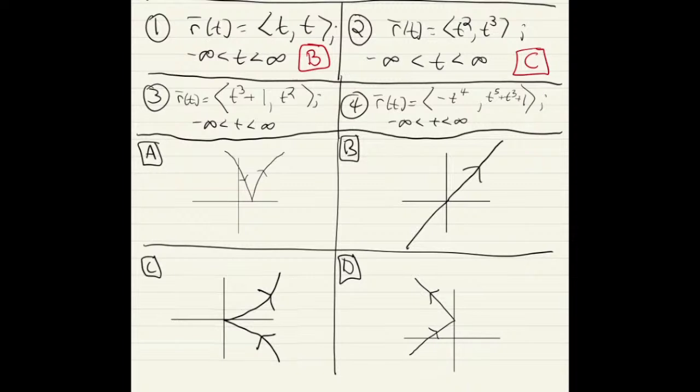I agree, yes. And then Yomelela, I need to learn how to pronounce your names. You're saying 3 is equal to A. Yes, I most certainly agree. Similar story. The y component is always non-negative. This vector function never travels below the x-axis. And that's what we see with A.